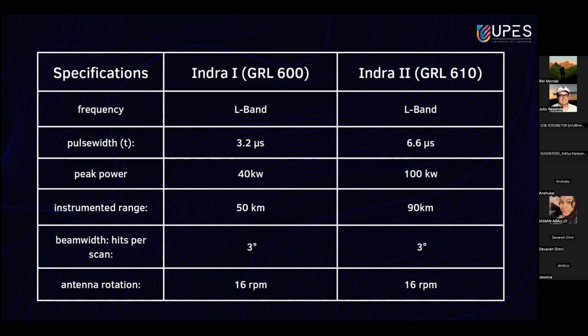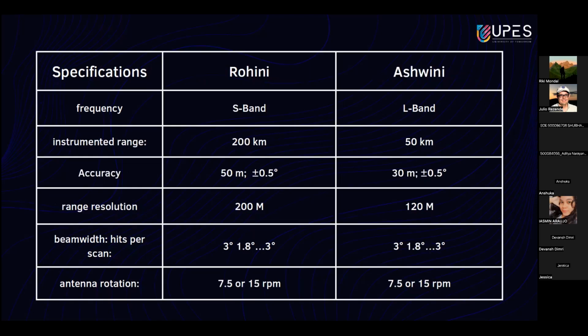the specifications of the Indra 1 and Indra 2 radar. They both use L-band frequency. The pulse width is different because Indra 1 is the first version and Indra 2 is the second version. 3.2 microsecond is the pulse width for Indra 1 and 6.6 microsecond is for Indra 2. Their peak power is 40 kilowatt for Indra 1, and for Indra 2 it's 100 kilowatt. With respect to the power, the instrumented range also increases. Indra 1 has 50 kilometer and Indra 2 has 90 kilometer range. The beam width is 3 degree for both cases, and the antenna rotation is the same for both cases, that is 16 RPM.